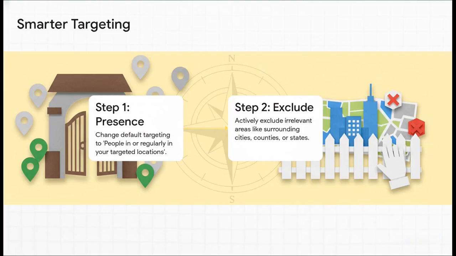So here it is, the whole strategy, in just 2 easy steps. First, like we talked about, you've got to go into your settings and change that default targeting from presence or interest to presence only. That's like locking the gate. And second, you have to actively build the fence by telling Google exactly which nearby cities, counties, or zip codes you absolutely do not serve.